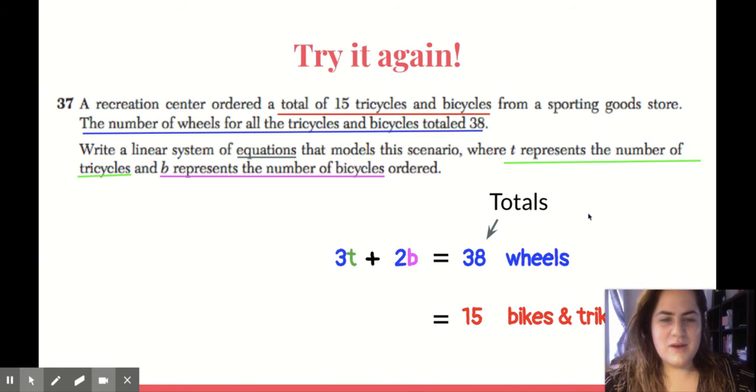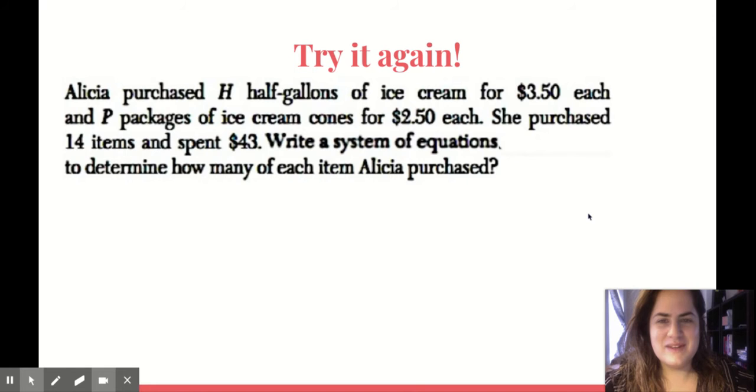Then let's look at our bottom equation. 15 tricycles and bicycles. We don't know how many tricycles. We don't know how many bicycles. So let's just use the letters. We don't even have any more numbers anyway. So T for tricycles, B for bicycles, adds up to a total of 15 bikes and trikes. And that's it. So I'm going to have you try this one on your own. Write your own equations.